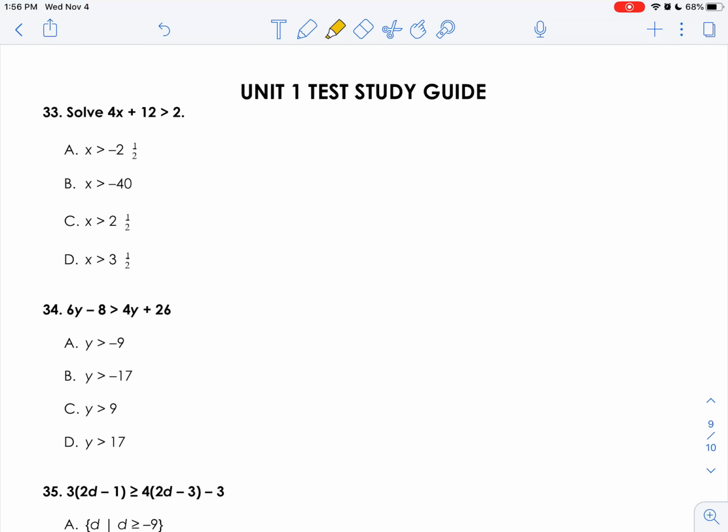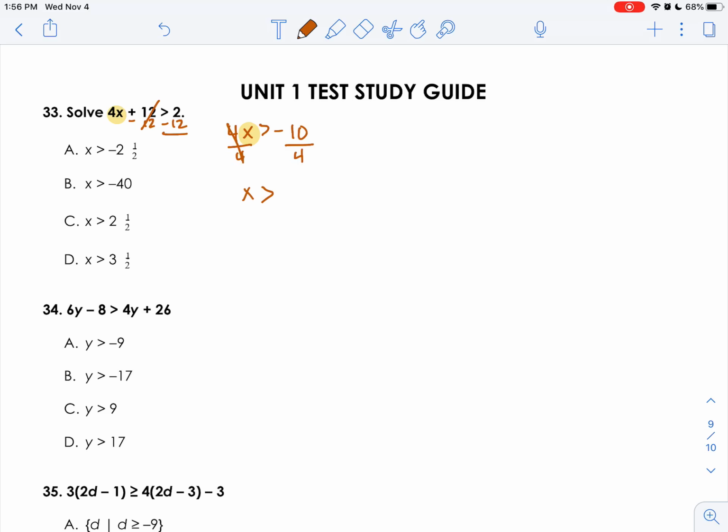On number 33, my variable here is x. I want to get that by itself. First, I'm going to subtract 12 from both sides so that these 12s cancel, and I'm left with 4x is greater than negative 10. To get the x completely alone, I'm going to divide both sides by 4. 4 over 4 gives me 1x. I divided by a positive, so there's no need to flip. I keep my sign, greater than.